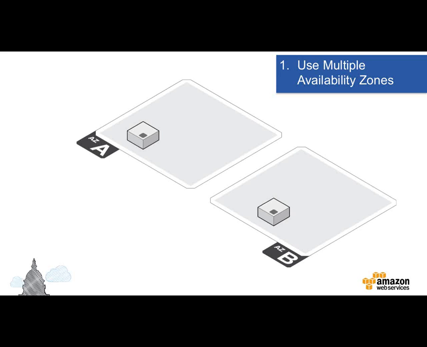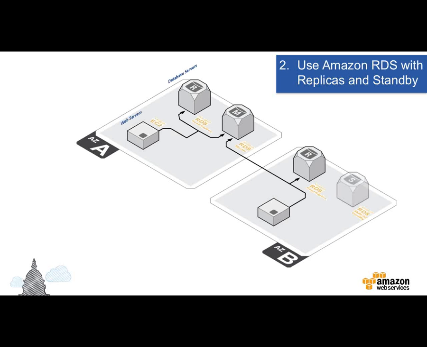They're designed to be on different floodplains, to have diverse network and power feeds. So if there's some kind of event in one availability zone, it will not affect the other availability zones. So you should take advantage of multiple availability zones.